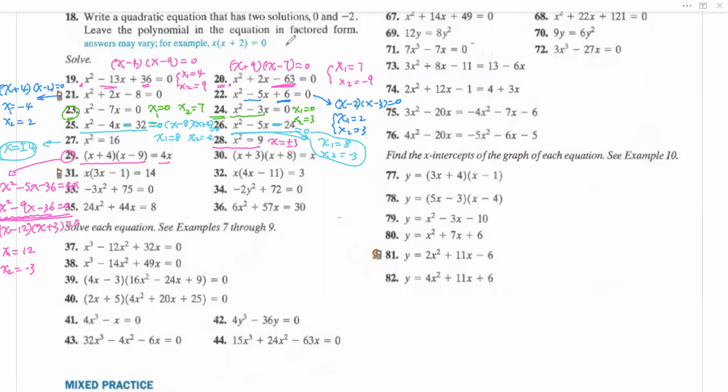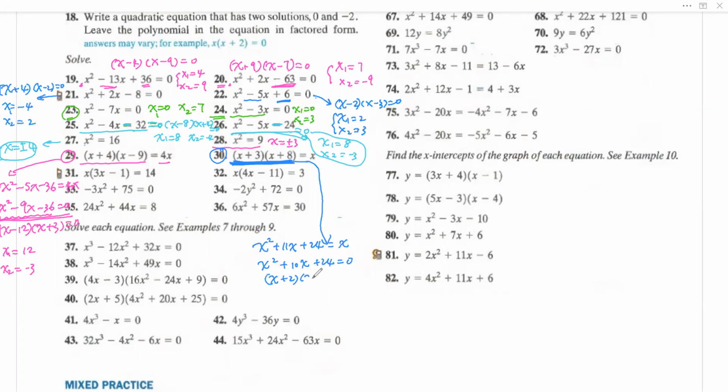Let's see the next one, 30. Same process. So first, this one we need to distribute inside, right? Use the FOIL method. x squared plus 11x plus 24 equals x. All right, so it changed. Move everything to one side. So it became x squared plus 10x plus 24 equals 0. Right? So right now we can factor it by 2 and 8, right?